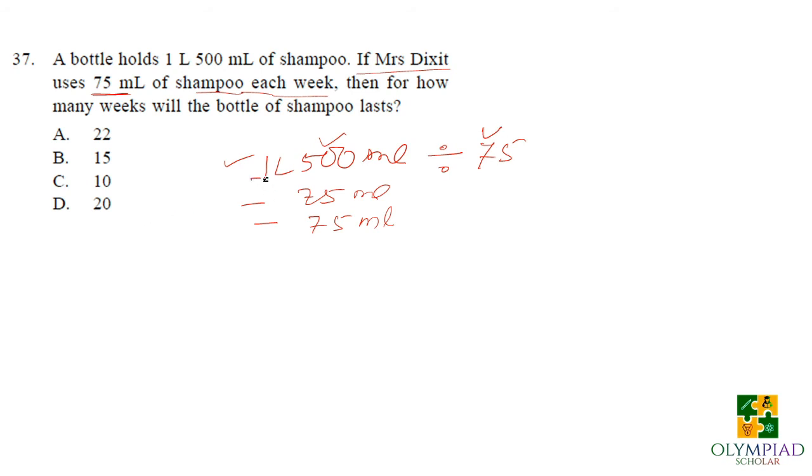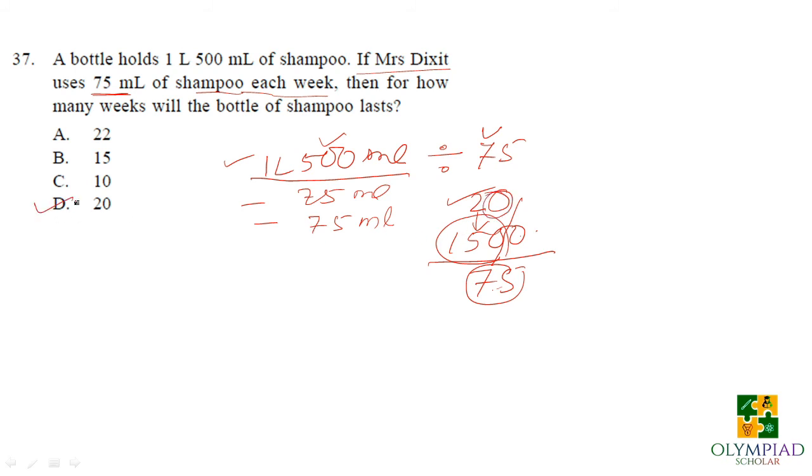So first you need to convert this to ml. So it will be 1500, and if you divide it by 75, without dividing traditionally, you can use this trick: 75 and 150, it is exactly the double. So 75 two times is 150, and you can put a 0 over here to get the exact answer. 75 two times is 150, then this 0 has to come here. So the answer will be D.